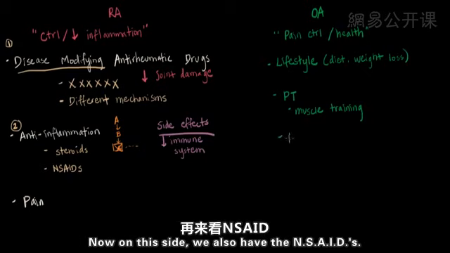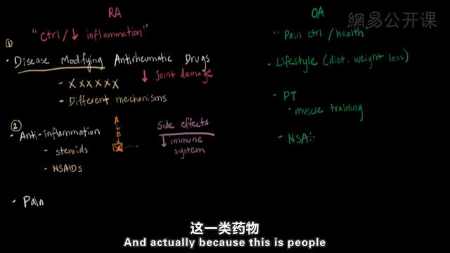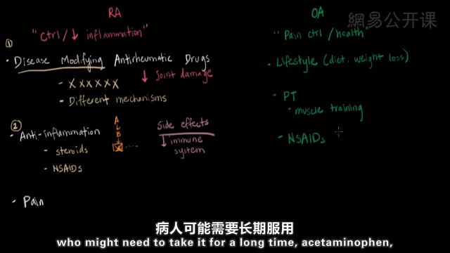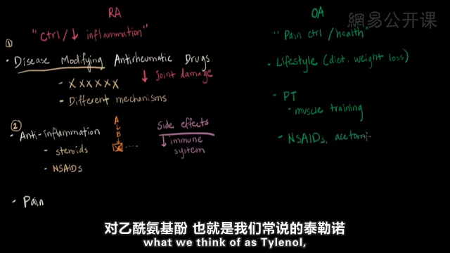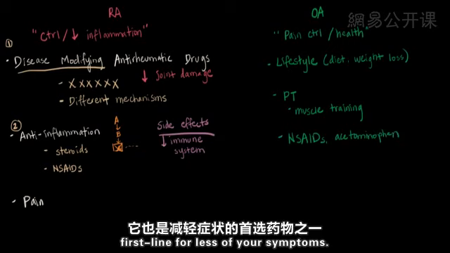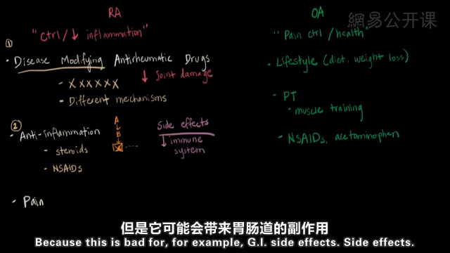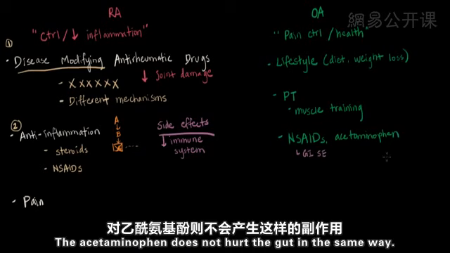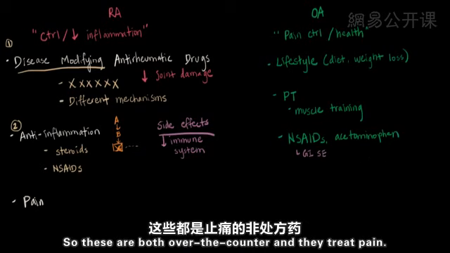Now on this side, we also have the NSAIDs. And actually, because people might need to take it for a long time, acetaminophen, what we think of as Tylenol, is also used and can be used first line for less severe symptoms. Because this is bad for example, GI side effects. The acetaminophen does not hurt the gut in the same way. So these are both over-the-counter and they treat pain.